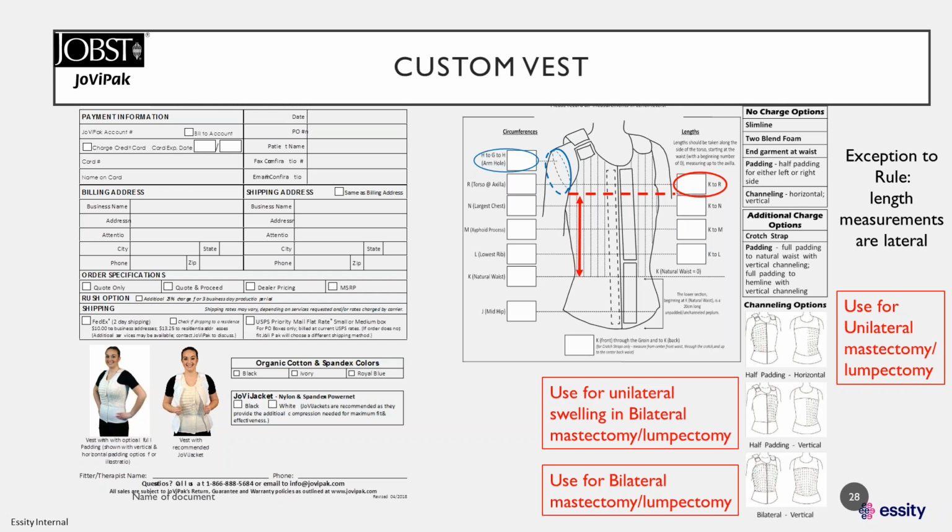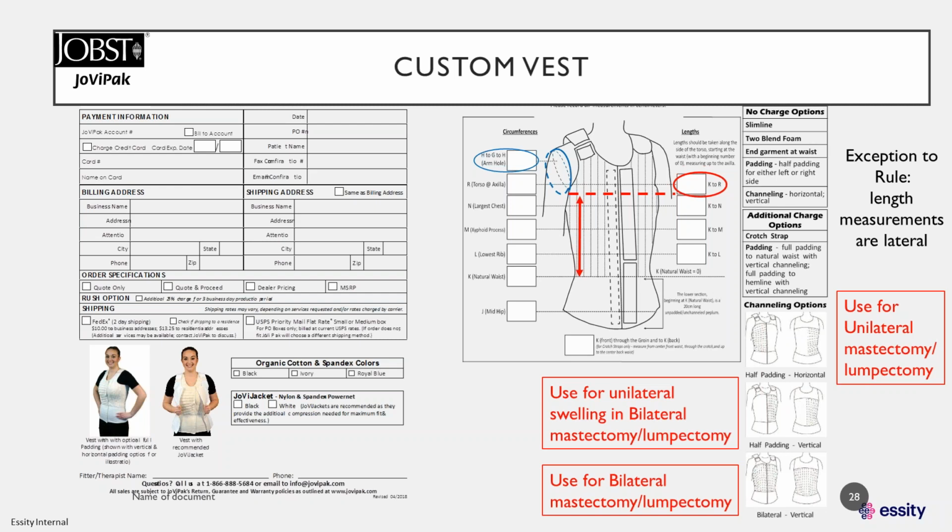Now you also have options for using a slim line, which means that we usually use a 2-blend foam, or we use a 4-blend foam, depending on whichever one you want. We can offer you a crotch strap if the garment doesn't stay down. You'll notice that there's a peplum at the bottom of this garment, and that helps give more surface area to keep the garment from going up toward the neck.